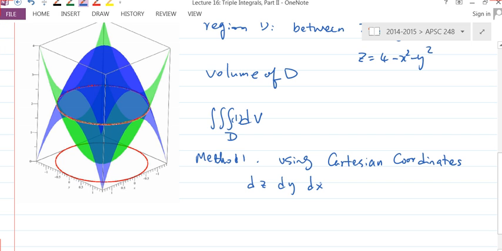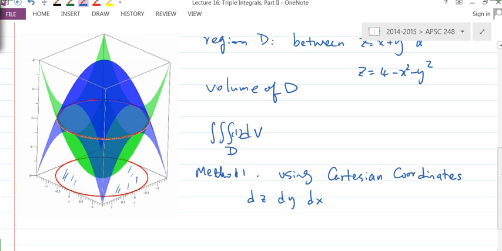Once your order is determined, then we sketch the shadow of this region D in the xy plane, basically in the last two variables, which is xy in this case. When you drop this region D, or project it into the xy plane, you will see that it's actually a circle. It's the projection of this intersection curve, and that's this red line here.